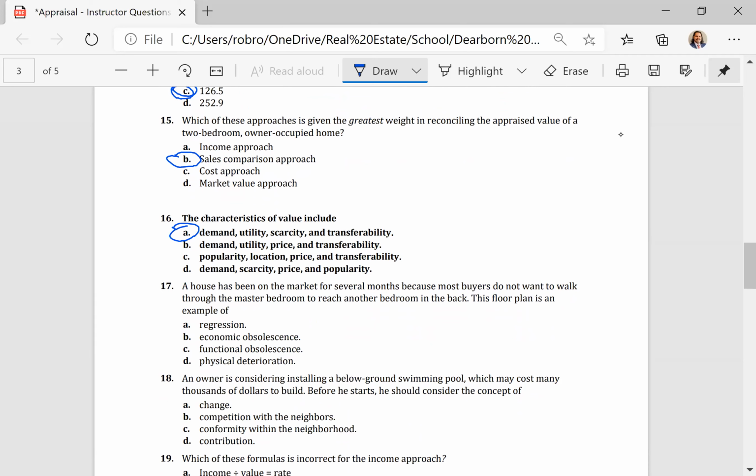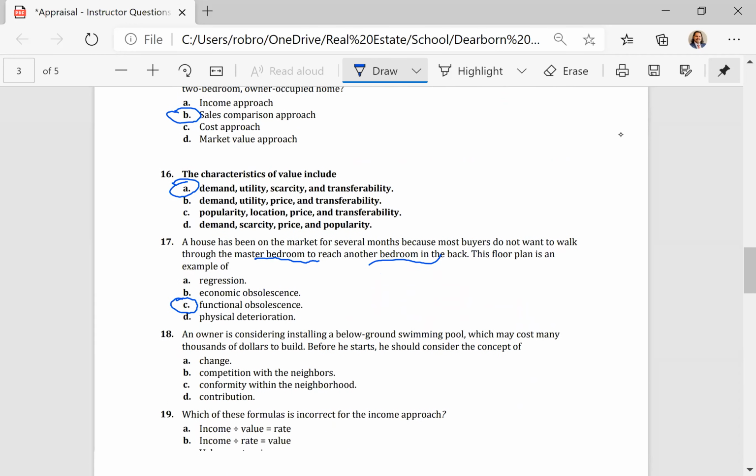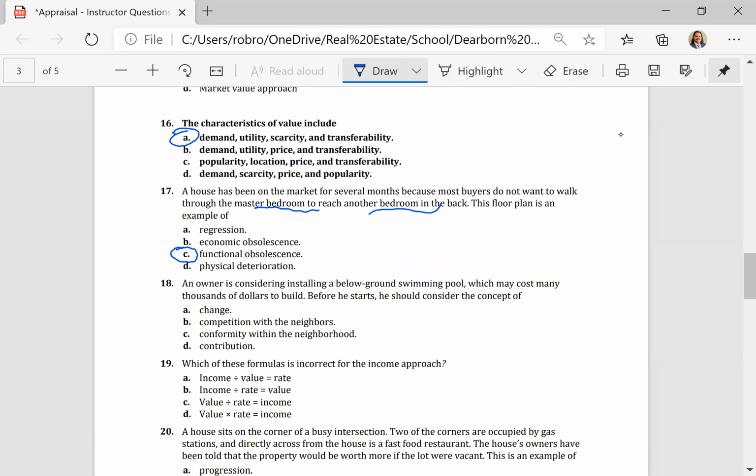A house has been on the market for several months because most buyers do not want to walk through the master bedroom to reach another bedroom. So that's a problem with what? C, obsolescence. Functional obsolescence. It's outmoded. People don't like it anymore. The market is not responding to that. 18, an owner is considering installing a below ground swimming pool, which may cost many thousands of dollars to build.